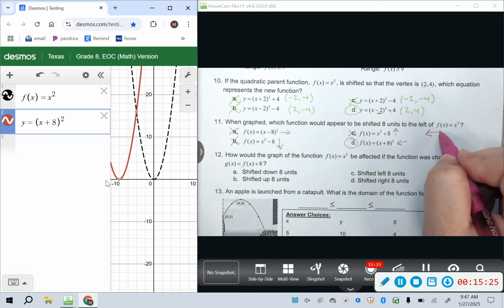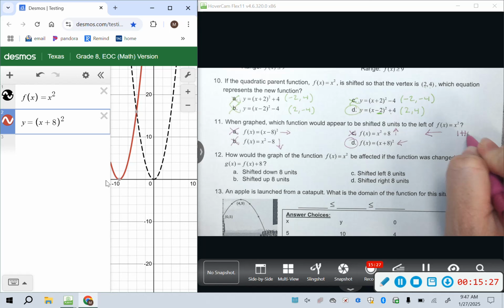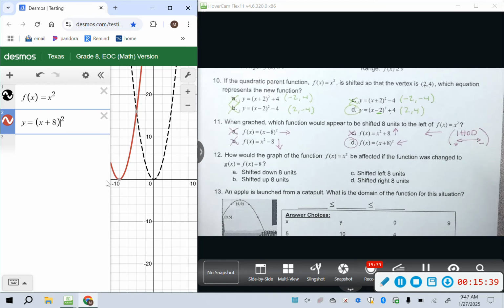Okay, again, we know that inside is my horizontal change, and it's opposite of what you think. So to the left is negative numbers, but it's actually plus. To the right is positive numbers, but it's actually minus. And it's inside my parentheses.